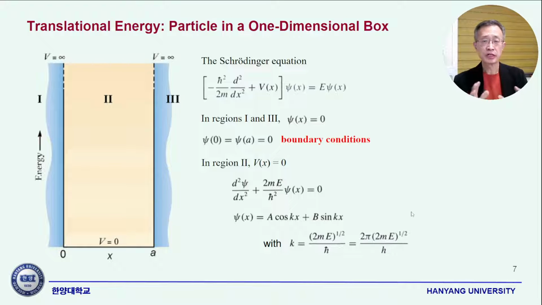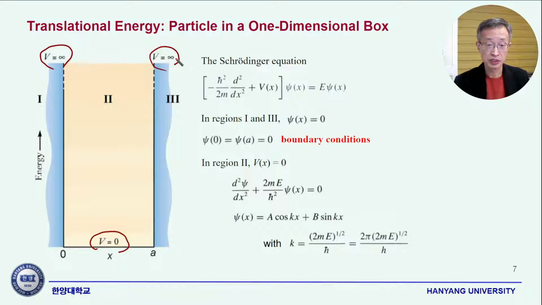So for translational energy, we utilize the particle in a box model. In one dimension, it is described by this model. Inside of the box, we set the potential energy V equals 0. Outside the box, the potential energy is infinity, so the particle is confined within the box. The particle moves from x equals 0 to x equals a only.